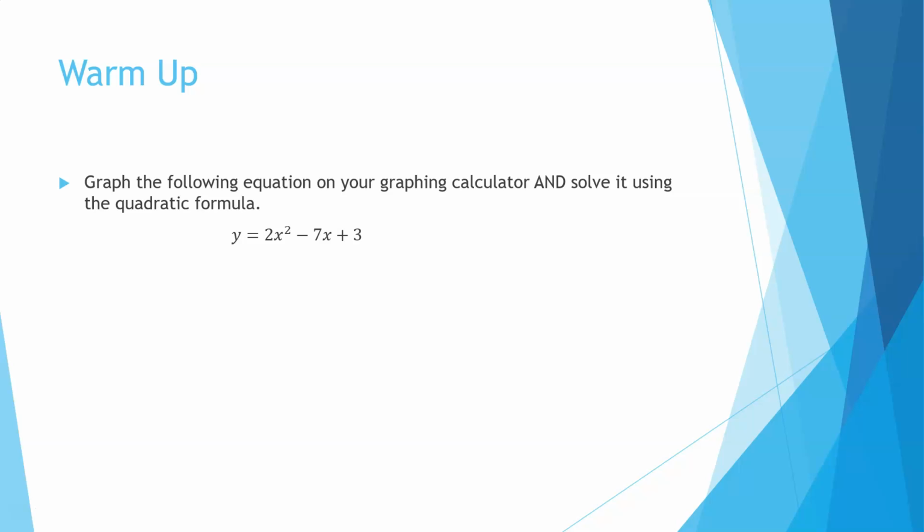As a warm-up, first I want you to try to graph the function 2x squared minus 7x plus 3 in your calculator and find the solutions. Remember, when you graph to find the solutions, you are figuring out where it crosses the x-axis or finding the zeros of the graph. I also want you to try using the quadratic formula like we did yesterday. So go ahead and pause the video and again take your calculator out, try to graph 2x squared minus 7x plus 3 and see if you can find your zeros. And then also solve this using the quadratic formula.